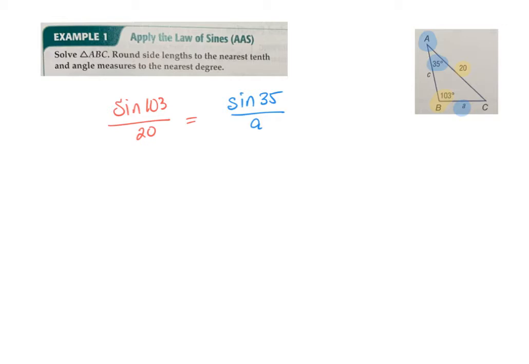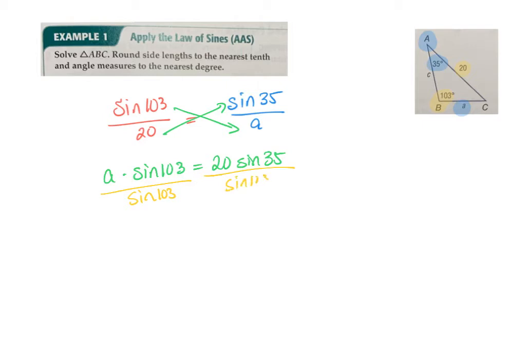You're just going to use cross multiplication here, just like solving any ratio. We're going to say that A times the sine of 103 should equal 20 times the sine of 35. How do I solve for A? I have to divide by the sine of 103. And this can go straight into your calculator.